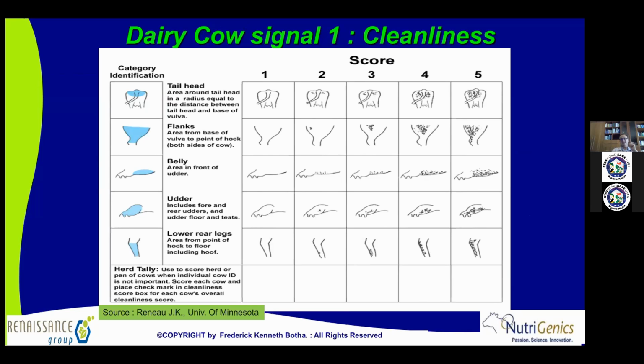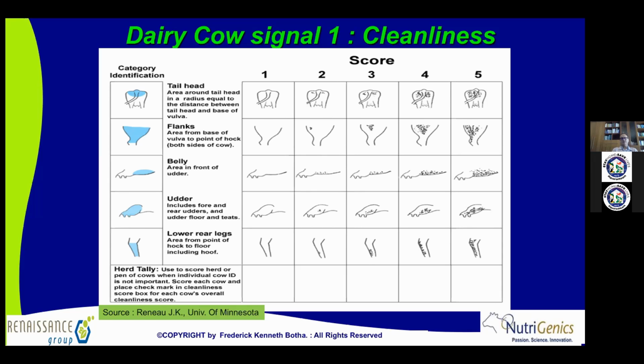Another one is cleanliness. I have a score sheet where we look at how clean that specific animal is, because that's an indication of what environment our animals are in. So we need to evaluate around the tail, head, the flanks, the belly, the udder, and also the lower rear legs. Are they getting dirty due to the environment and the heavy rains and the mud? Do we need to do anything about that? Can we do anything about that on that specific farm?